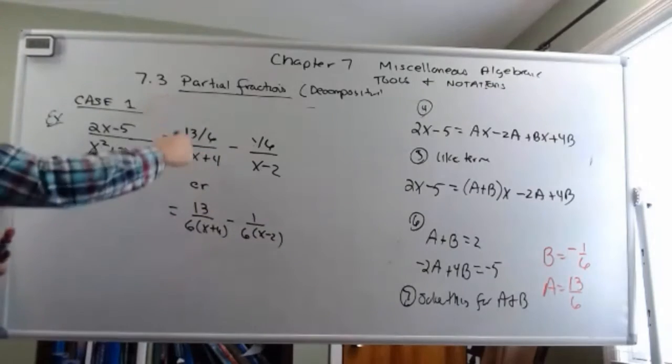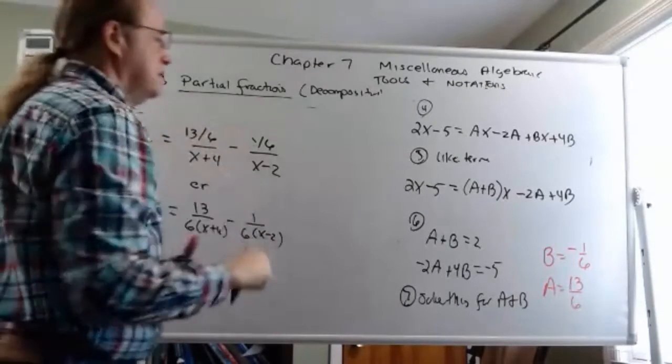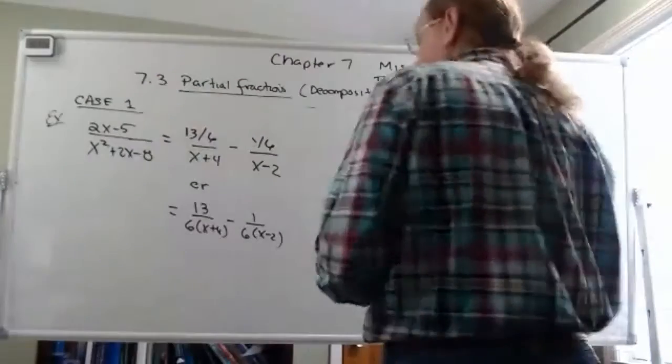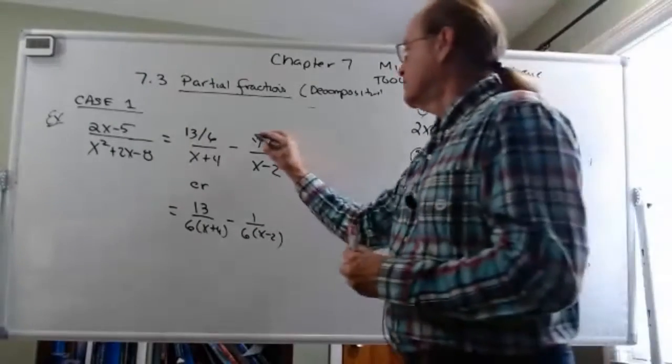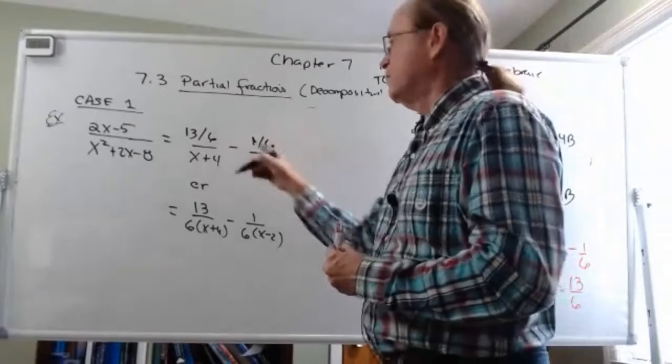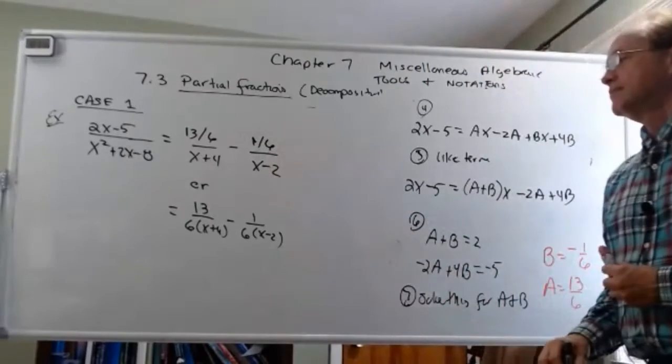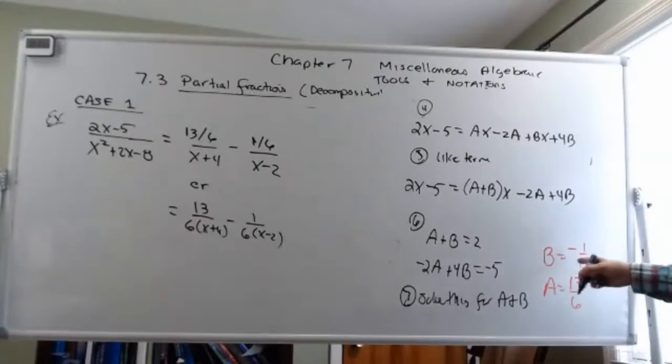You write it two different ways. Sometimes you write it just with that number up top, or sometimes you write it like this. Either way is acceptable. This is just writing it as a fraction, 1/6. Now, did anyone want to see how I got the solution? B is -1/6 and A is 13/6. Anyone want to see how I got that?